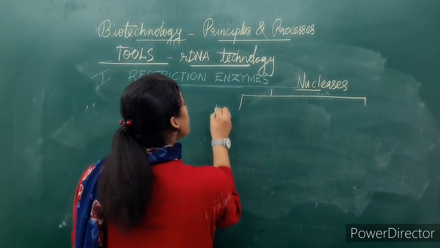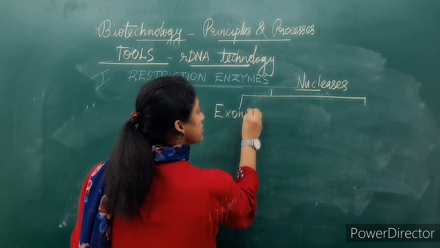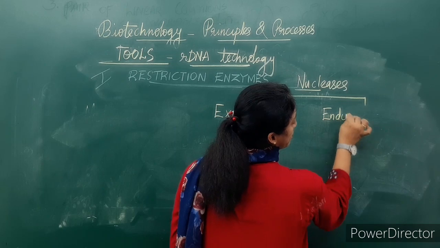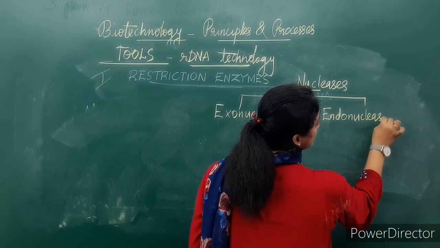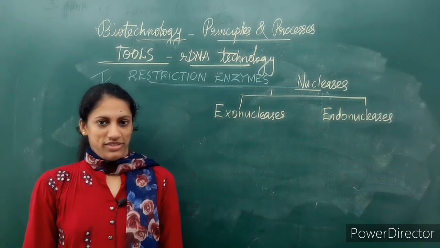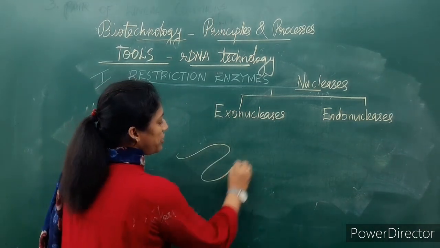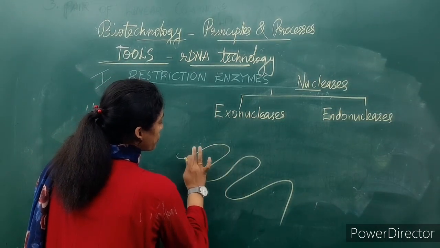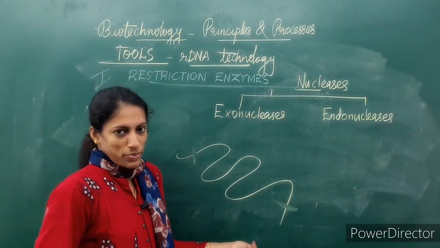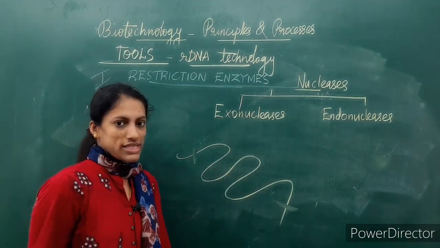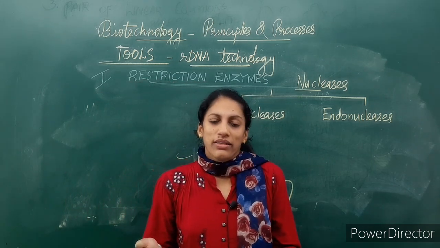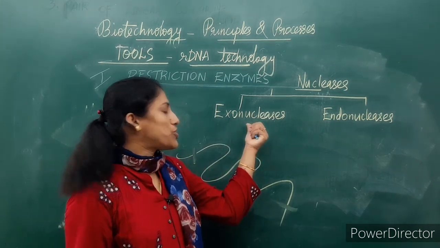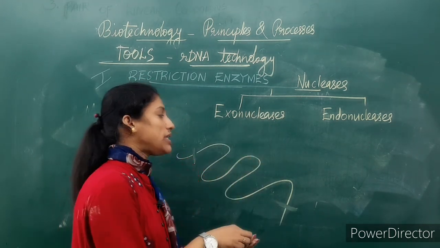These nucleases are of two types: exonucleases and endonucleases. From the terms you can understand it. If the enzyme cuts and removes portions only from the terminal segments, the end portions of the DNA, that is an exonuclease. If the restriction enzyme is able to cut the DNA only from the terminal ends, then it comes into this category, exonucleases. It cuts at the ends.